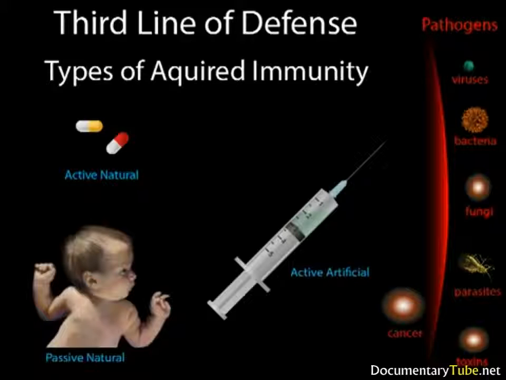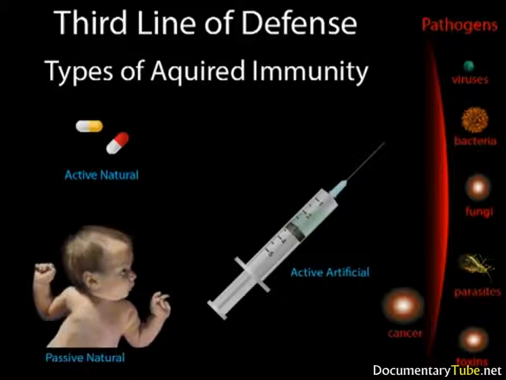Passive natural immunity occurs between the mother and the baby. Immunoglobulin G is an antibody that can travel across the placenta during pregnancy, providing the baby with the same immunity which the mother has. In addition, immunoglobulin G antibodies are found in breast milk. Thus, the baby receives immunity from diseases to which the mother is immune by breastfeeding.